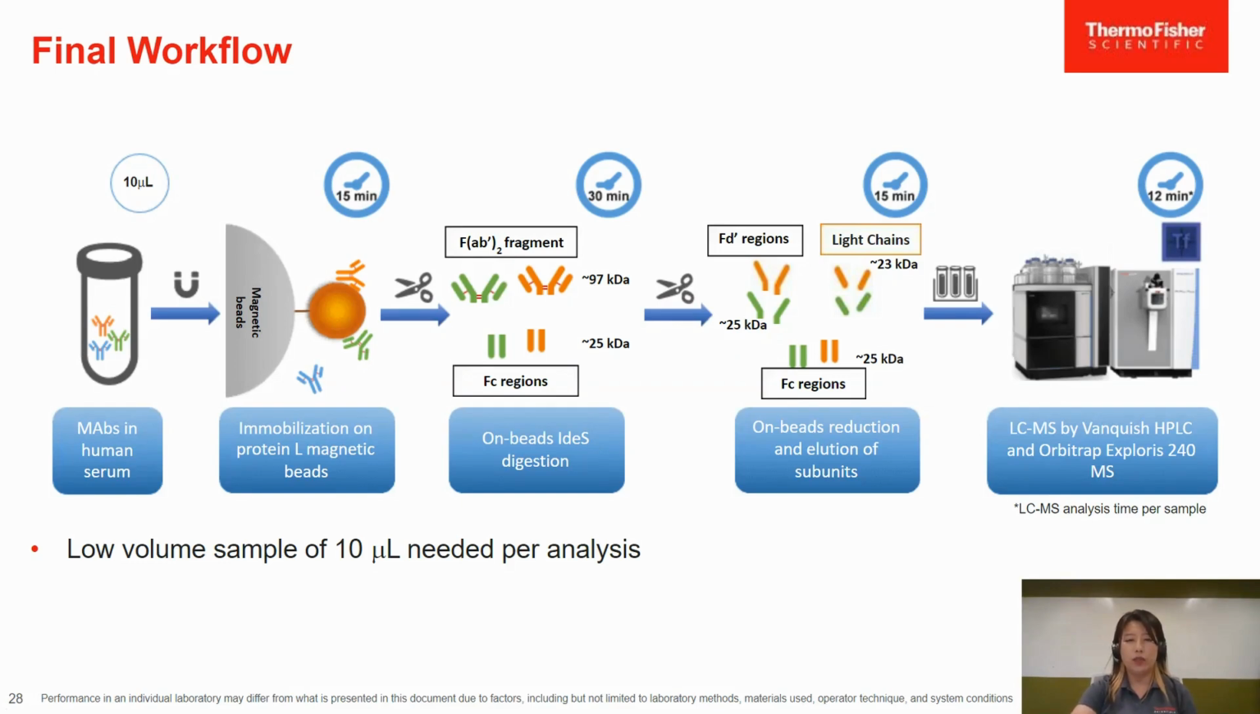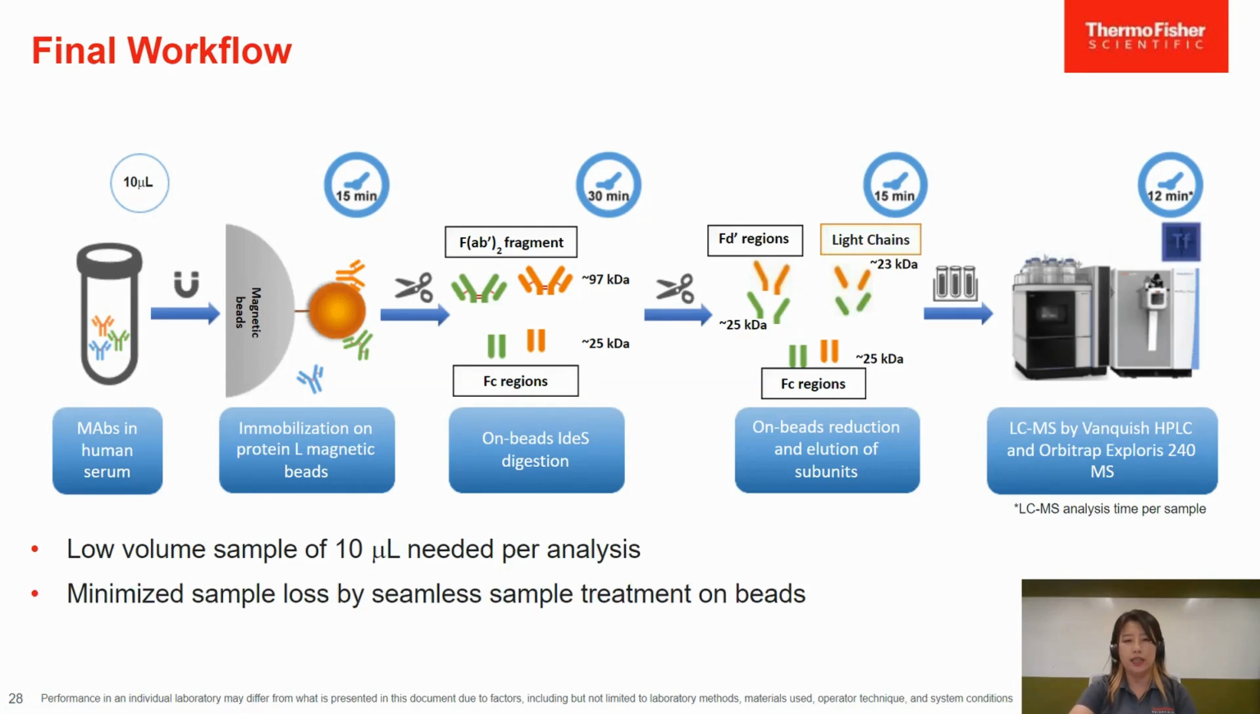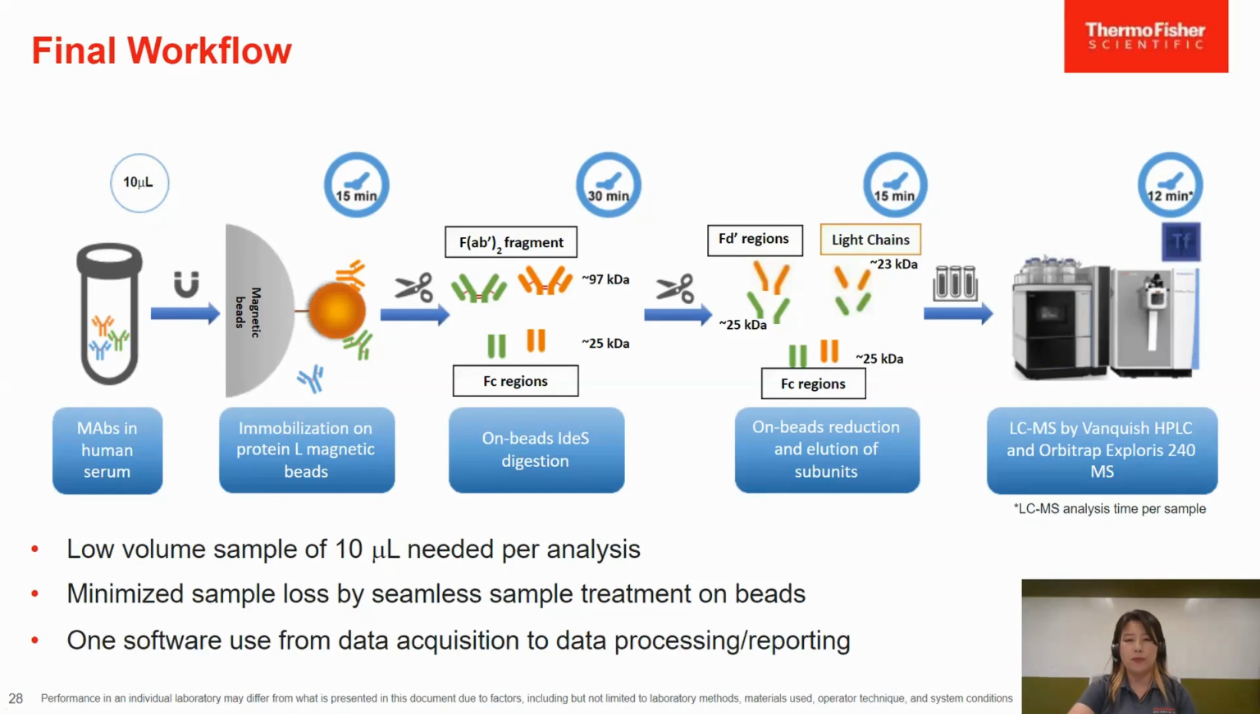So again, this workflow just needs a low volume of sample, which is 10 microliters per analysis. And with the sample treatment on the beads, this method offers minimized sample loss. And also, using the Trace Finder software from the data acquisition to the data processing and reporting, it's a seamless data workflow.